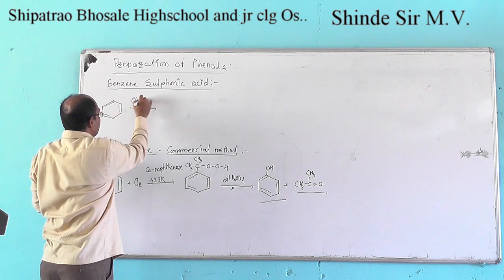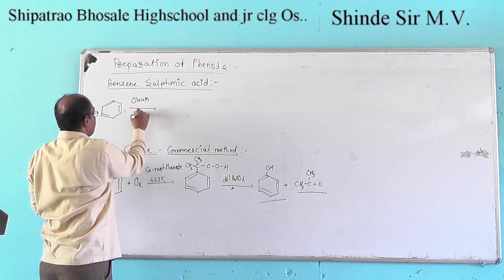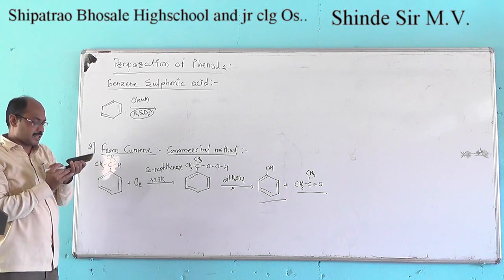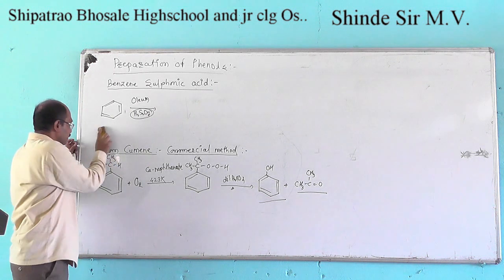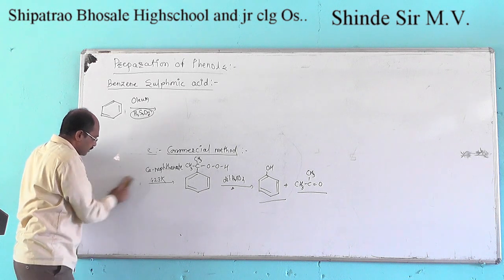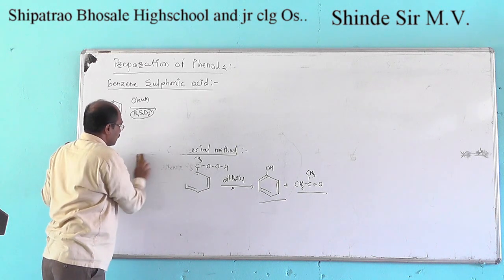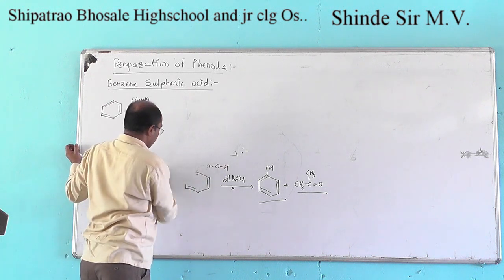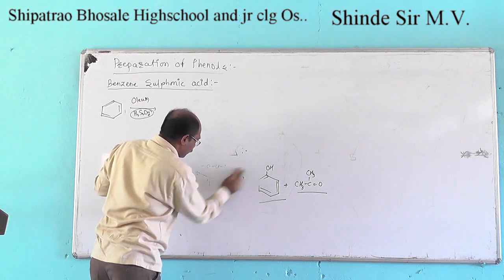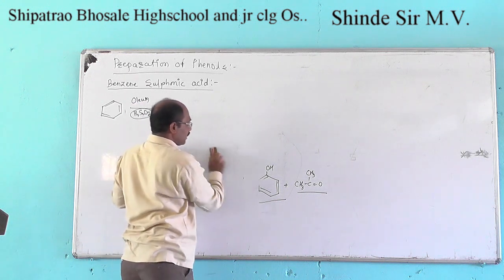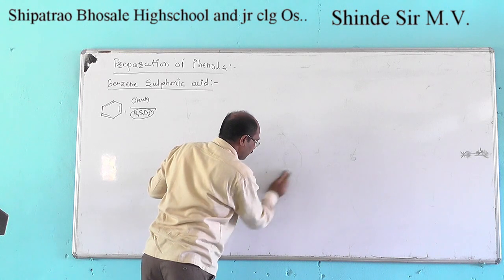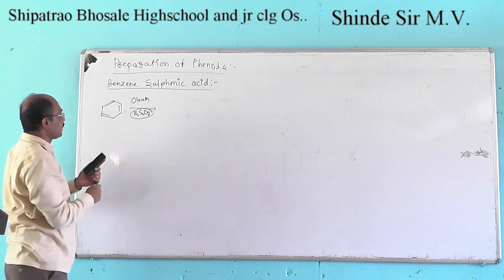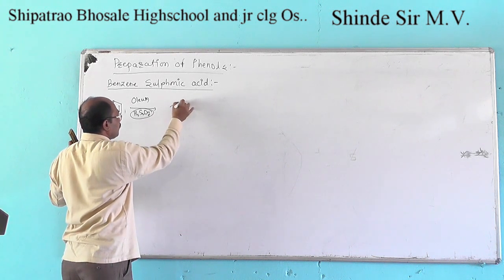Oleum means H2S2O7, which generates concentrated sulfuric acid. This is the basic compound from which we have the formation of sulfuric acid. On treatment with oleum, benzene gives us the formation of benzene sulfonic acid.